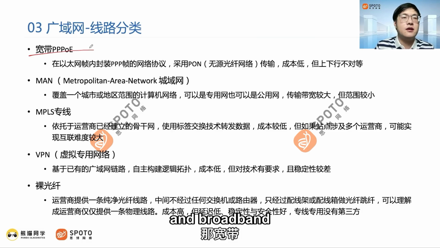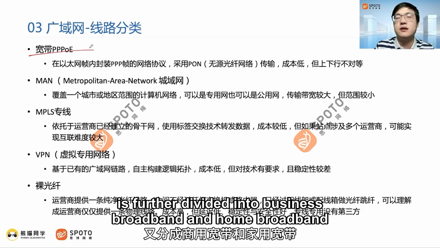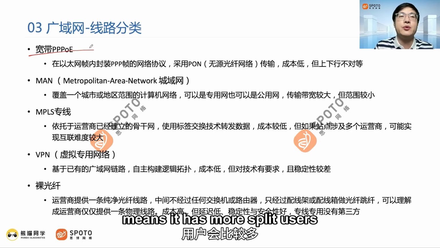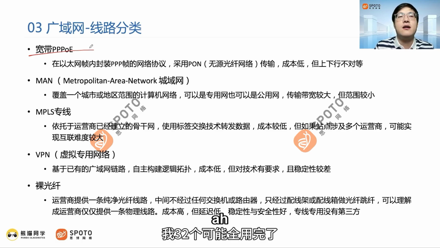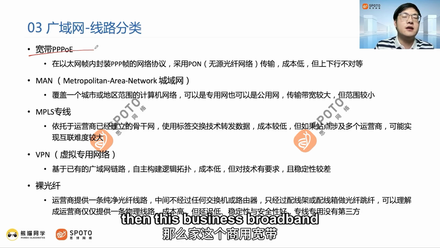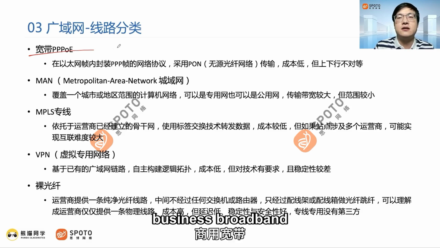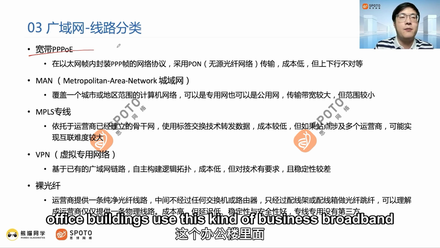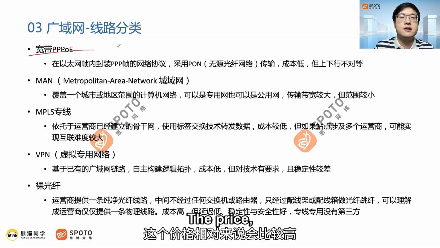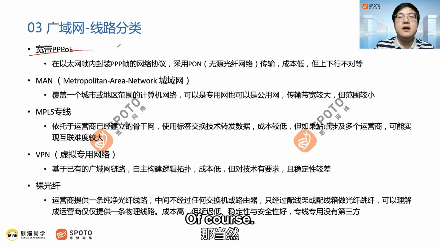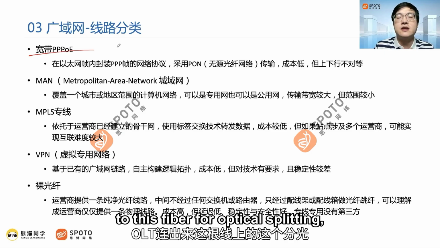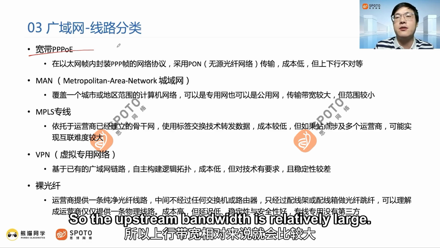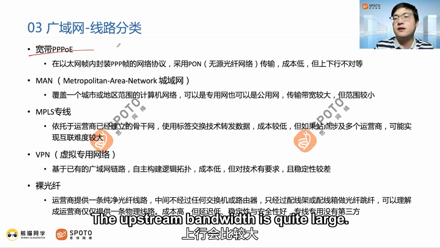Broadband is further divided into business broadband and home broadband. Home broadband means it has more split users, maybe all 32 ports used. Business broadband is generally in office buildings. The price is relatively high. Of course, one OLT connects to this fiber for optical splitting, which splits fewer connections on this side, so the upstream bandwidth is relatively large.